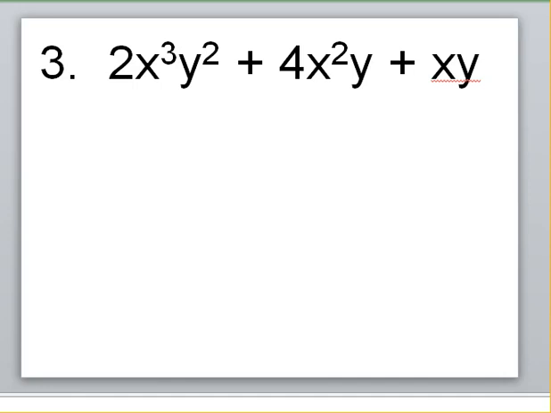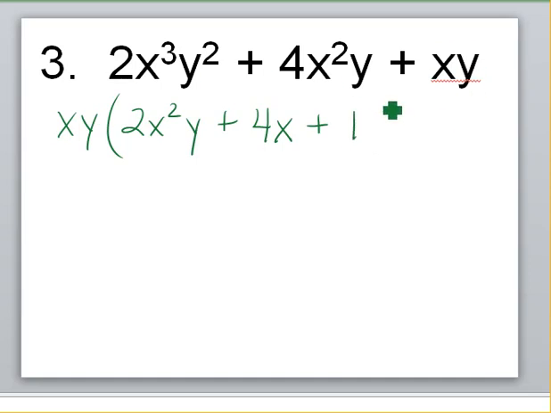My next example, I have greatest common factor. There is no number that they share in common, but they do all share an xy in common. So xy times 2x squared y gives me the 2x cubed y squared, plus xy times 4, I need an additional x, and the y is taken care of by out front, plus xy times, I don't need anything additional, so I'll put a 1 just to hold its place. This, again, is not factorable because there's nothing I can do to break this up into 2 sets of parentheses.